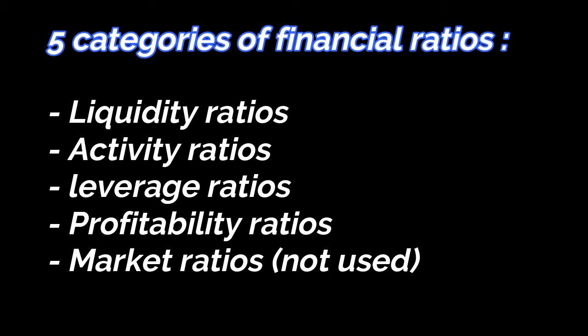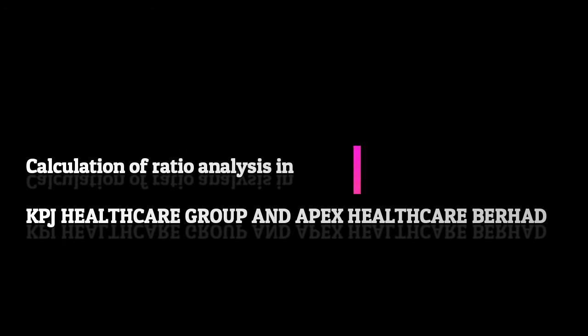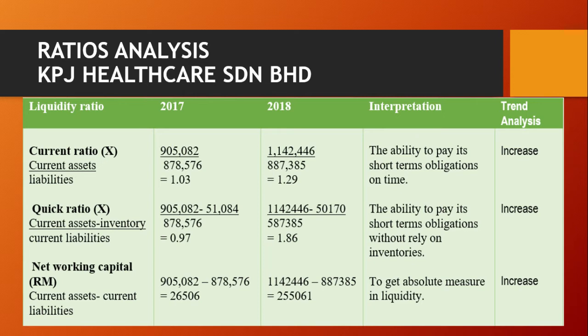Let's take a look at the calculation of ratios in both companies. There are 5 categories of financial ratios, which are liquidity ratios, activity ratios, leverage or debt ratios, and profitability ratios. The calculation of ratios in KPJ Healthcare Group.